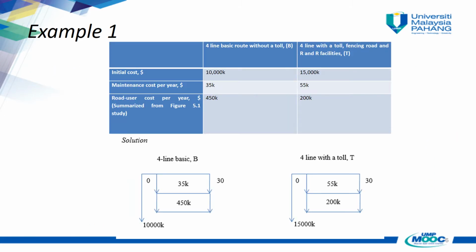As usual, we need to develop our cash flow diagram. The initial cost for the 4-lane basic road without a toll will become 10,000 here. This happens at present time, and then we are required to pay 35,000 each year as our maintenance, and then road user cost per year is 450,000. This happens up until 30 years.